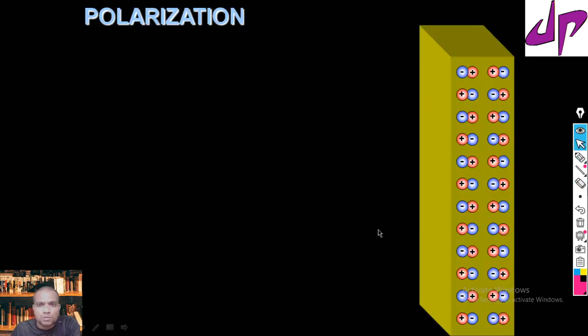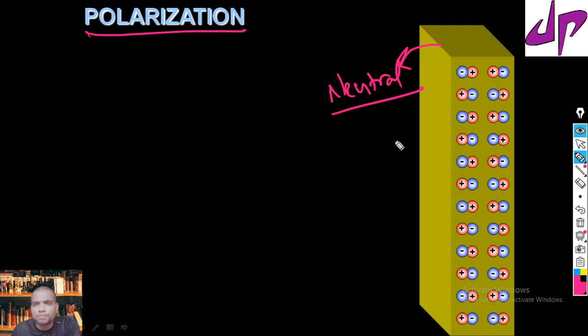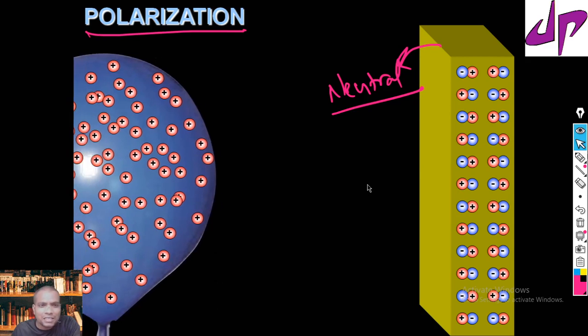Today I would like to introduce another similar concept, but we cannot call it charging by polarization. It's just a concept of polarization. So what is the meaning of polarization? Suppose this is a neutral object. Suppose you take it as a non-conductor, a wall, a neutral body. To this neutral body, you bring a charged object.